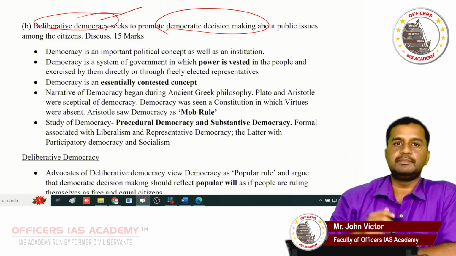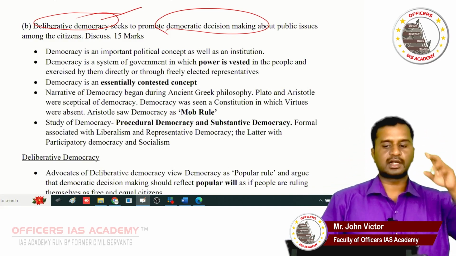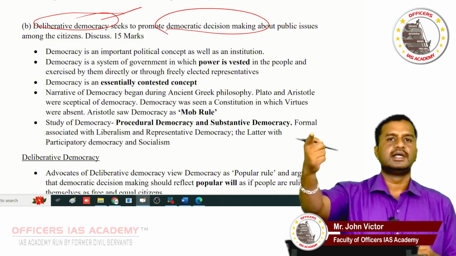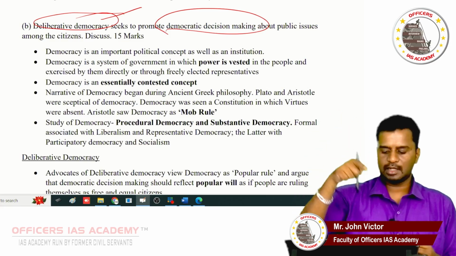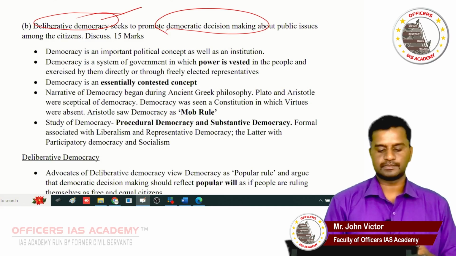First, write about democracy in brief and then go to deliberative democracy. Mention the points regarding democracy that we already discussed. Democracy as mob rule in the ancient period. Democracy focused on man in the modern period. Procedural democracy and substantive democracy.